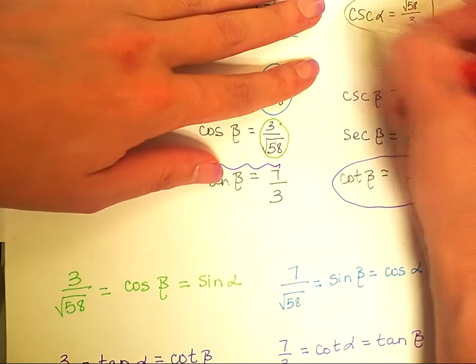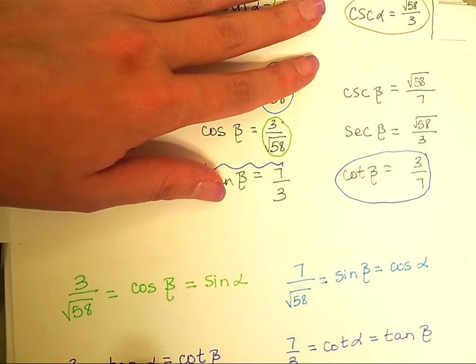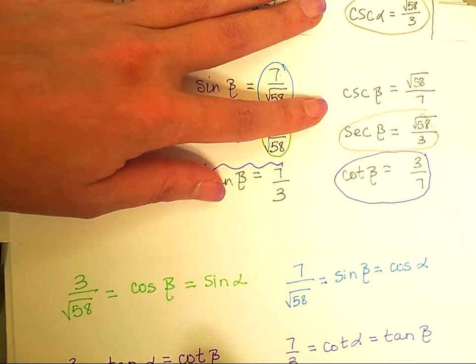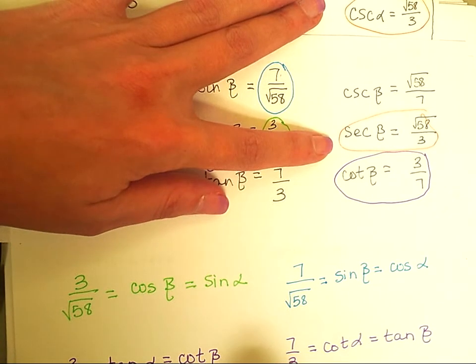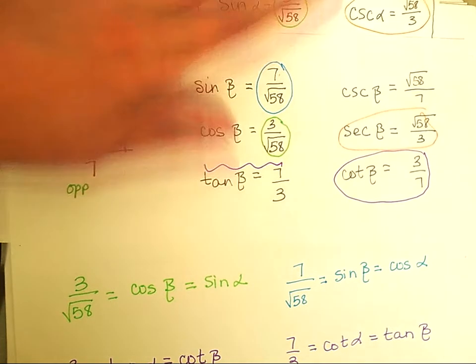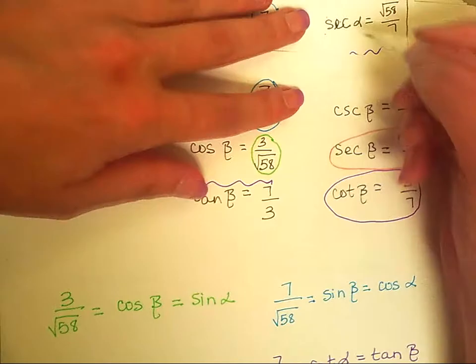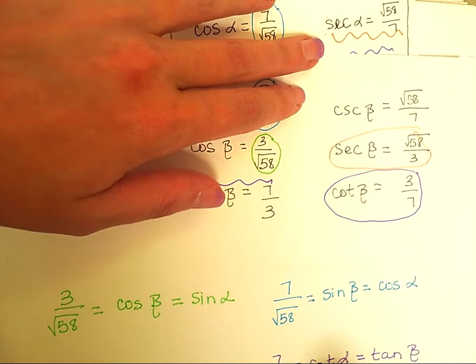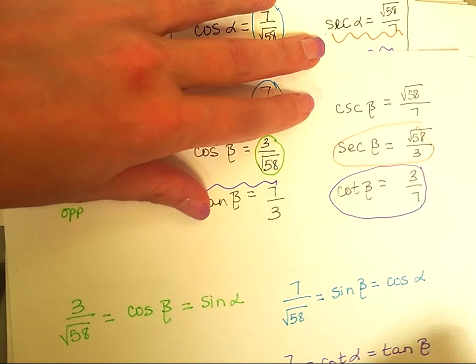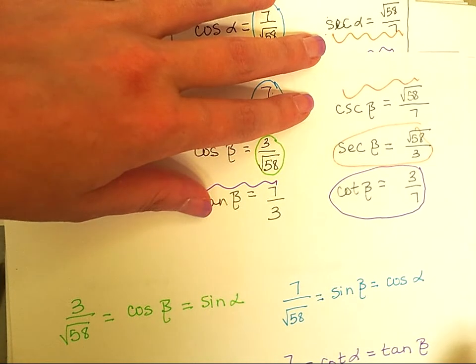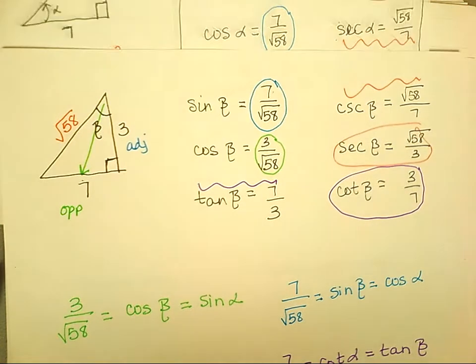Here we have the cosecant and the secant. So this is the square root of 58 over 3, which is equal to the cosecant of alpha, which is also equal to the secant of beta. And lastly, here, we have the square root of 58 over 7 is equal to the secant of alpha, but that's also equal to the cosecant of beta. Okay.